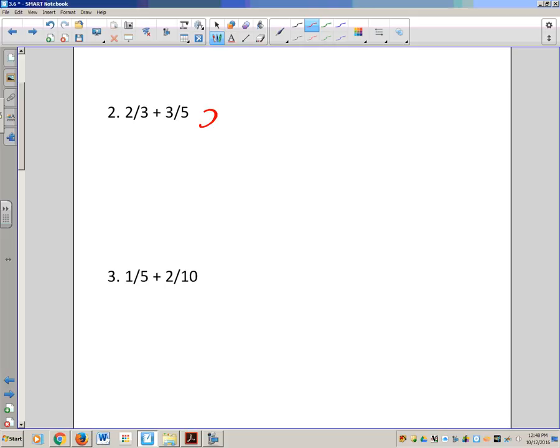2/3 plus 3/5. Copy the problem down. Step 2, common denominator. Common denominator of 3 and 5 is 15. You can always get a common denominator by multiplying them together. It won't always be the least, but it will be common. So if you get stuck and you can't think of the least common multiple, basically, just multiply them together.